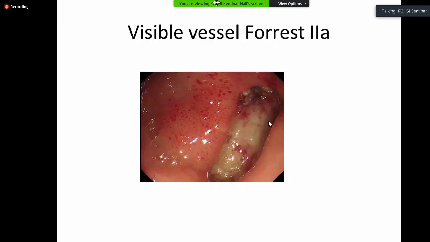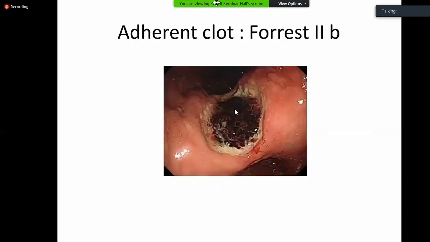Just a visible vessel without any ooze is Forest 2A, a deeply excavated ulcer in the duodenum with a visible vessel. This is an adherent clot which will be classified as Forest 2B. Now, if you remove the clot, you may change the classification, because if you see just a pigmented spot, it will be different. If you see a visible vessel, it will be different.